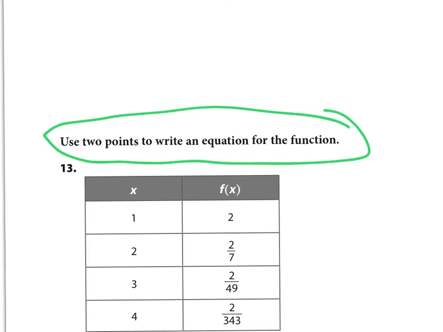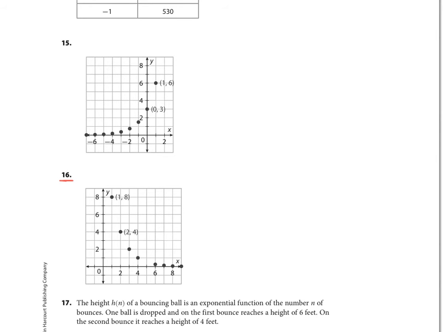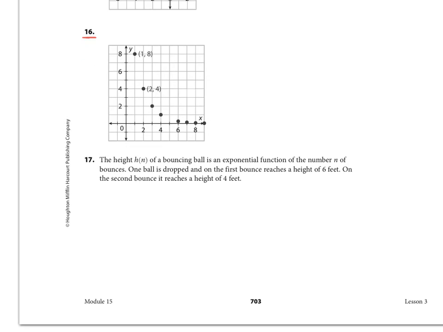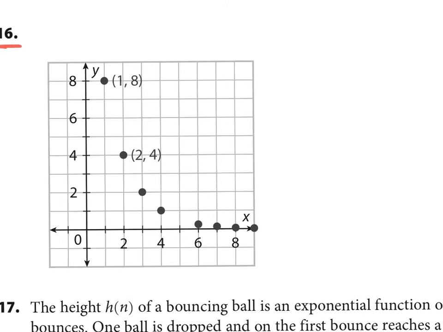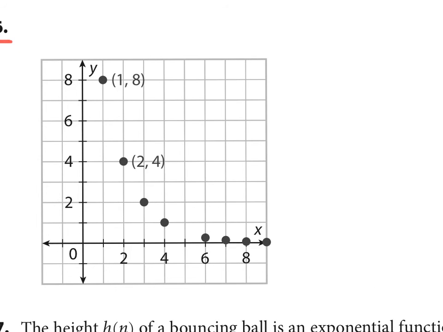Use 2 points to write an equation. So it's, let me go back. Same directions for this problem. I'm going to use 2 points. Again, I need my 0 term. I don't have my 0 term here. My 0 term would be on the y-axis. Okay, so I need to look and see what's happening.